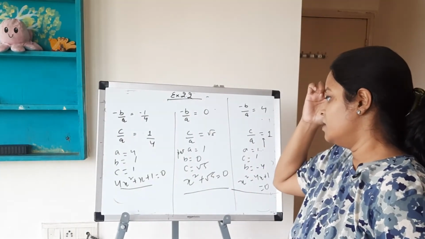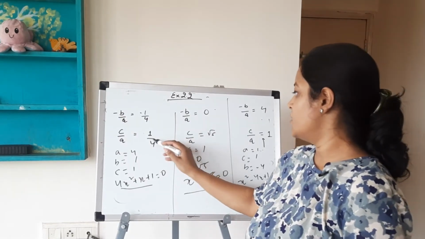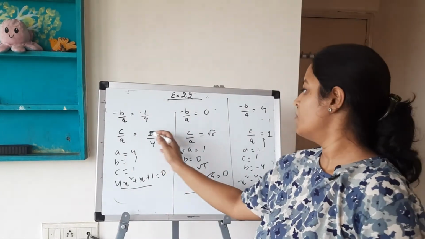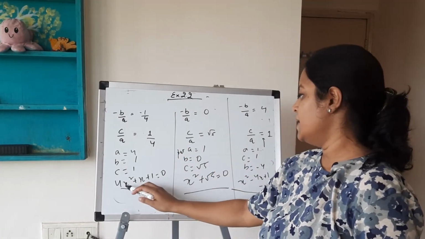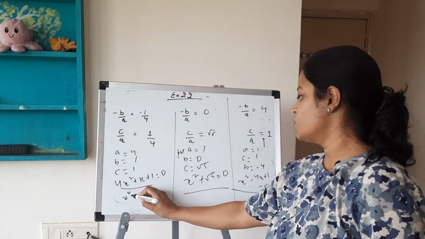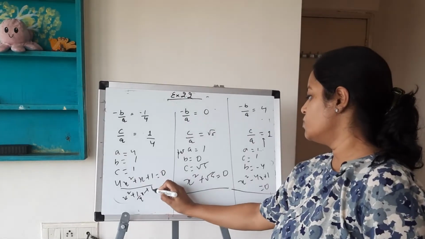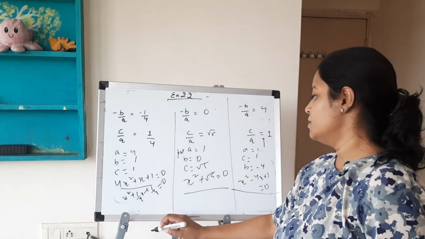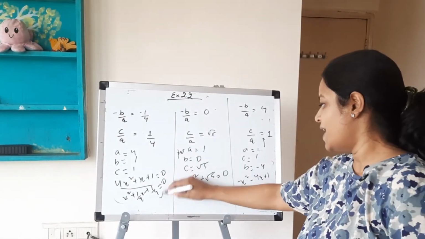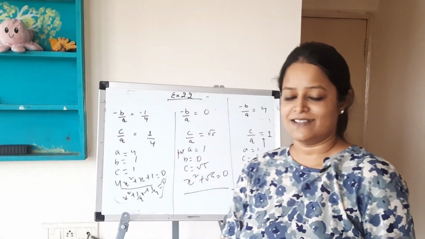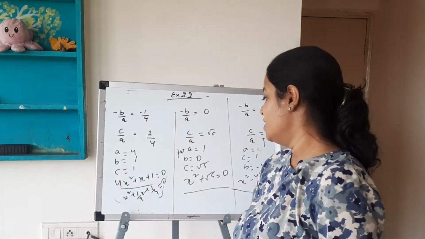As I said, the trick is, for example, in this case, you can take a equal to 1 also. Then c will become 1 by 4. Then b will become 1 by 4, right? So it will be x square plus 1 by 4x plus 1 by 4 equal to 0, right? Then you have to multiply again for it to look clean. I mean, this is also an answer. I'm not saying it's not. It is an answer to this question.